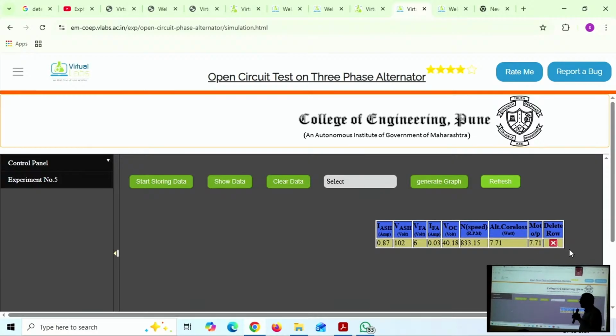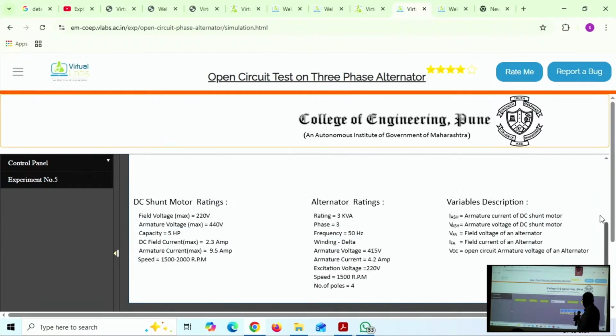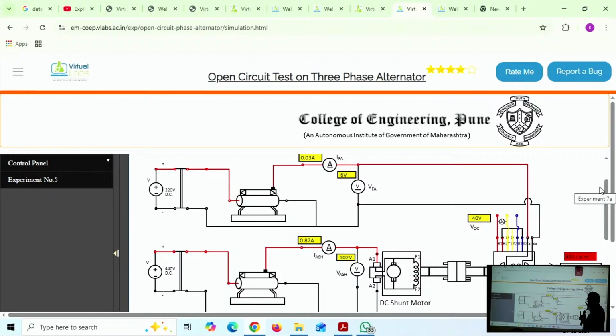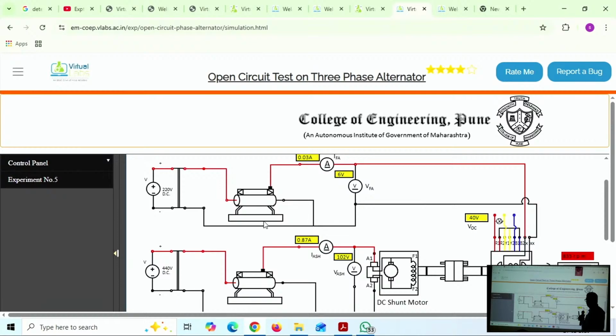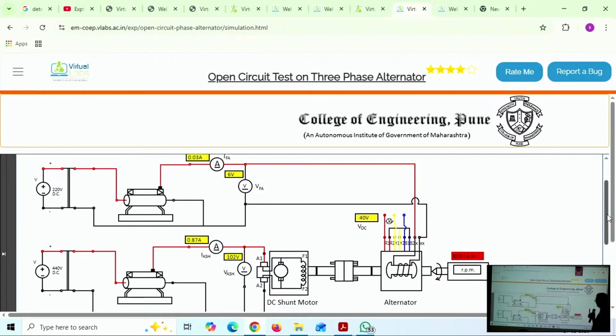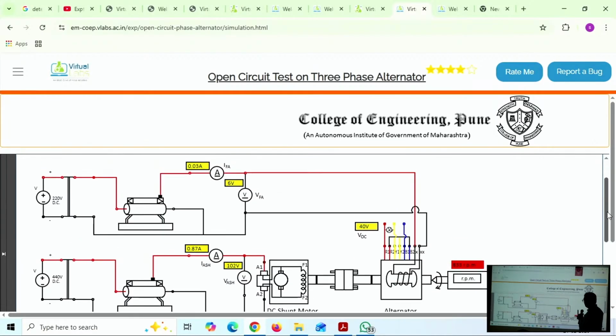Sir? Starter. Which starter, sir? Show the circuit diagram. Here. Third, zoom out, correct? Zoom out. This. Acha. Yes.